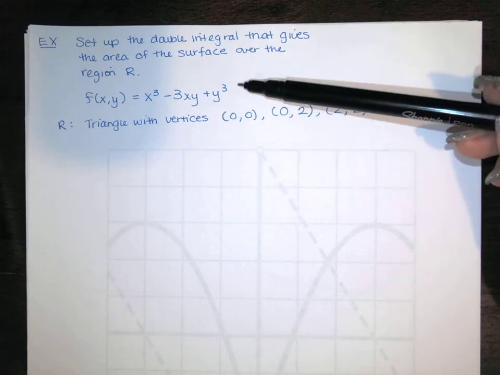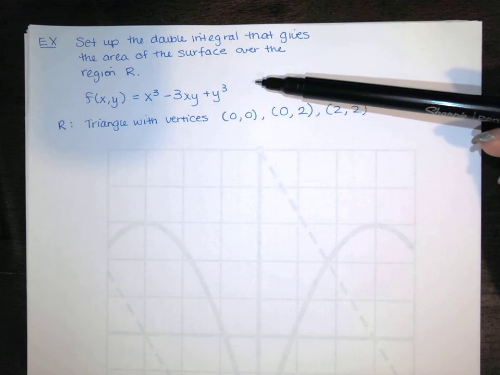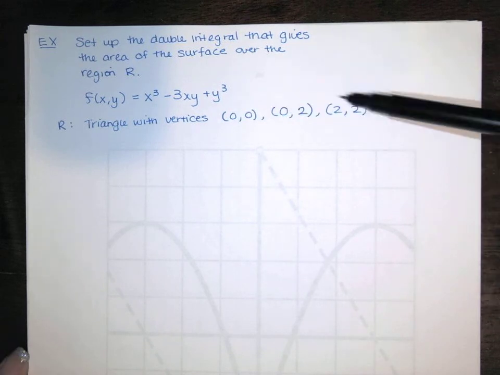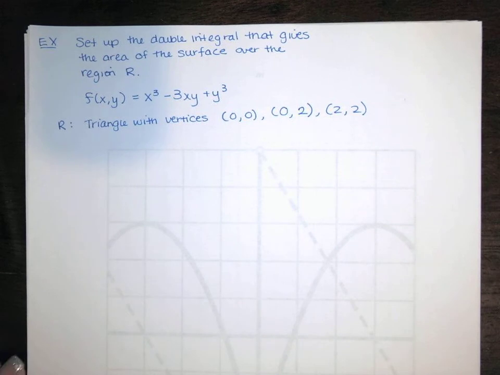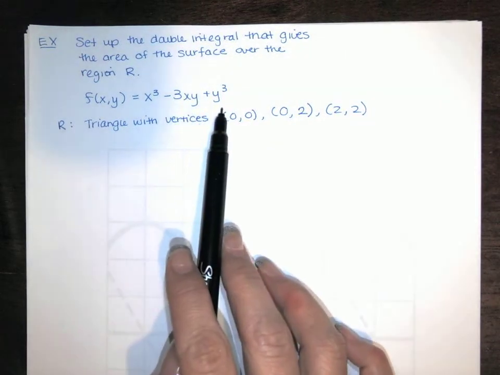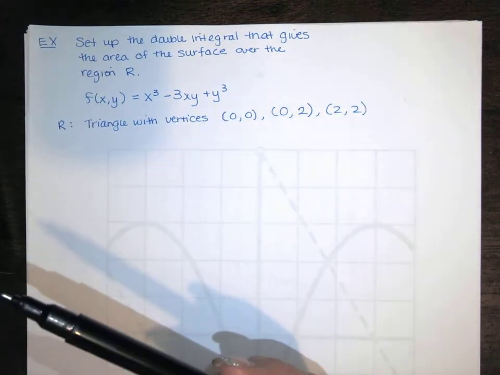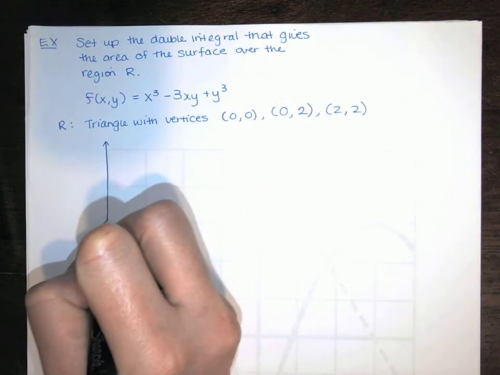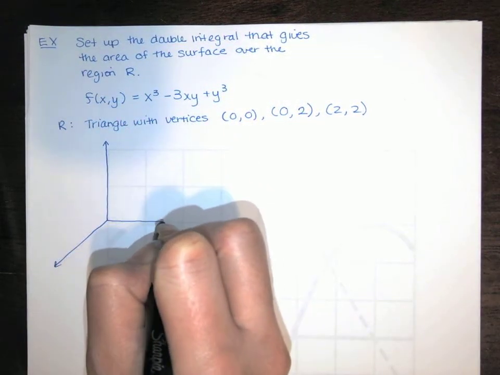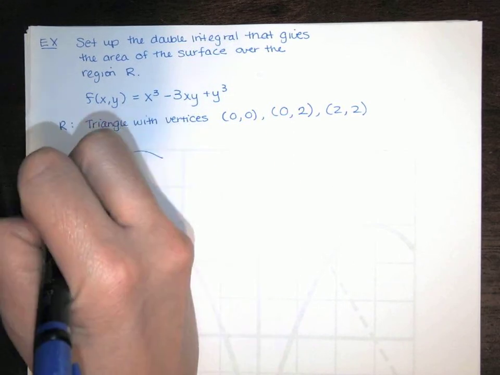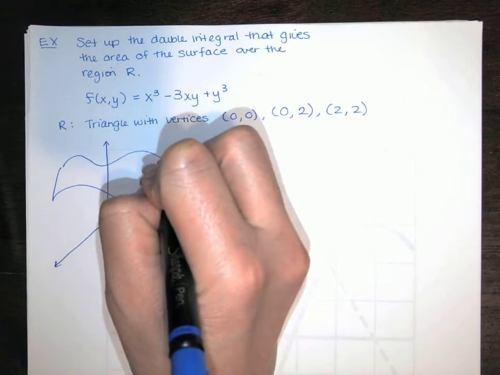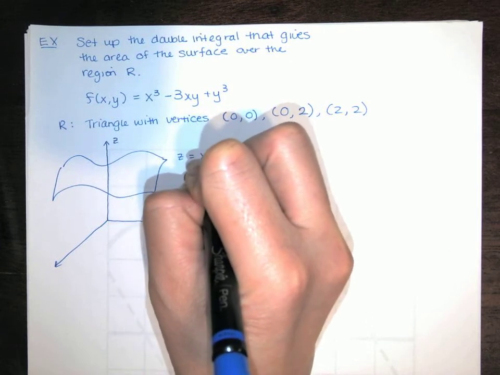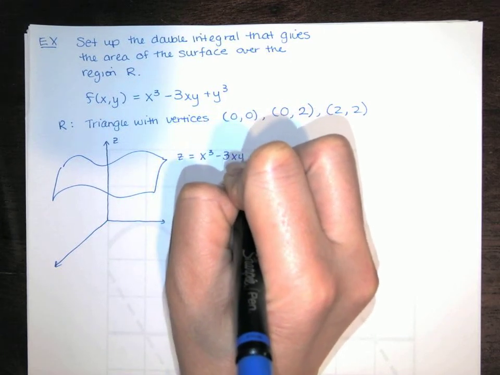We have f of xy equals x cubed minus 3xy plus y cubed, and we're told that the region R is a triangle with these vertices. This polynomial function in x and y is difficult to sketch, so I'm just going to make my cartoon picture of this. It's not a well-known function that I can draw. So I'll just write z equals x cubed minus 3xy plus y cubed.